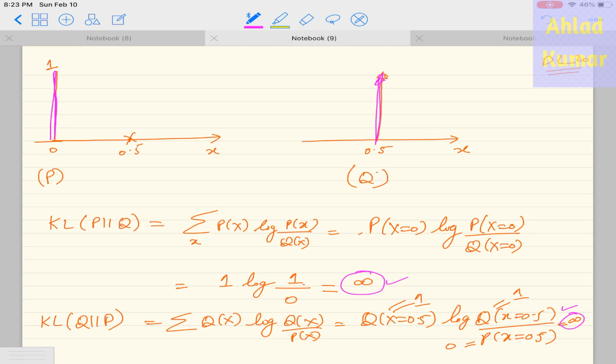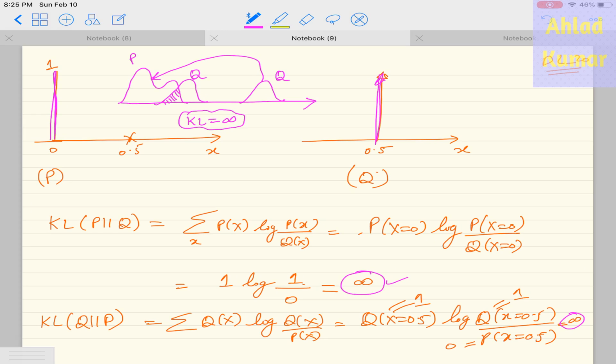In all our earlier cases, we have assumed that the probability distribution functions are overlapping. In a continuous setting, this can be seen like this: if you have a bimodal P over here, and Q is somewhere far away from this bimodal P, then the KL divergence will turn out to be infinity. However, if Q overlaps with P, then this situation of KL equal to infinity will not occur. But normally in practical situations, Q is far away from P, so the chance of getting KL equal to infinity will always be there.